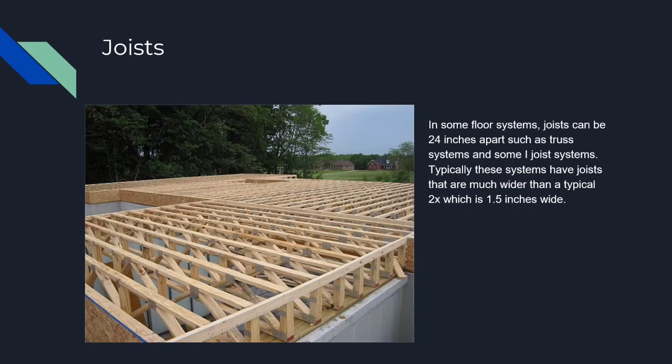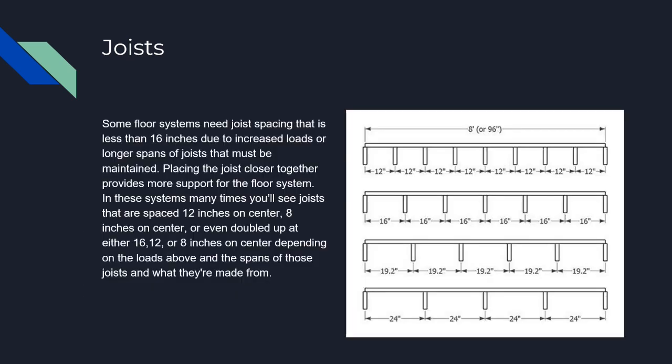In some floor systems, joists can be 24 inches apart, such as truss systems and some I-joist systems. Typically, these systems have joists that are much wider than a typical 2x, which is 1.5 inches wide. Some floor systems need joist spacing that is less than 16 inches due to increased loads or longer spans of joists that must be maintained. Placing the joists closer together provides more support for the floor systems.